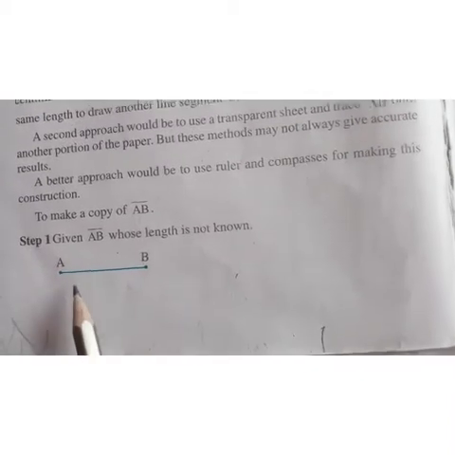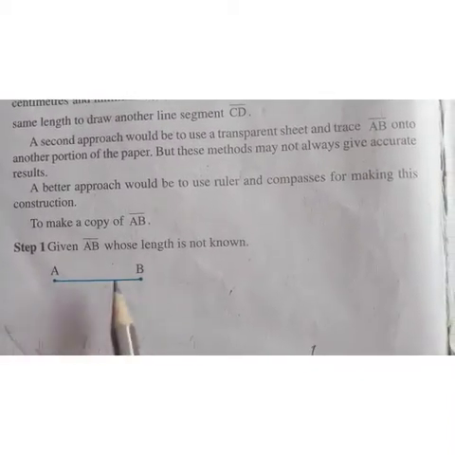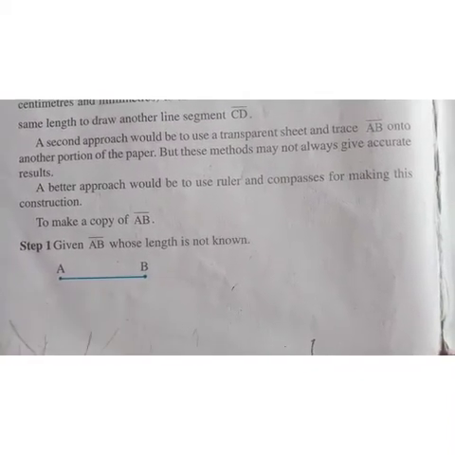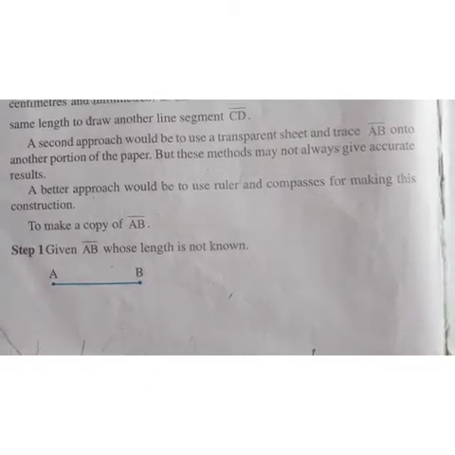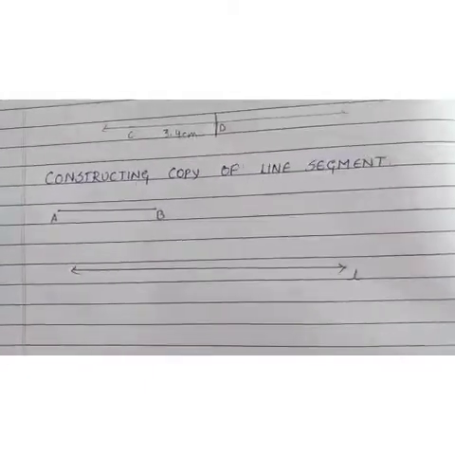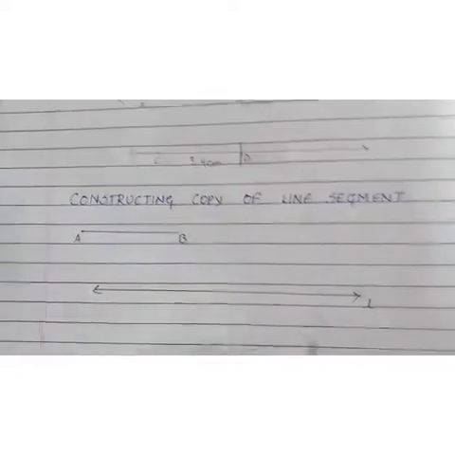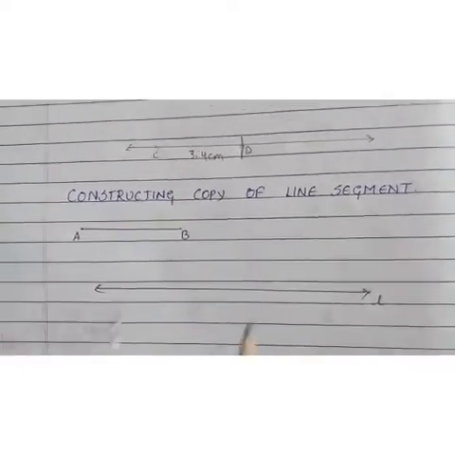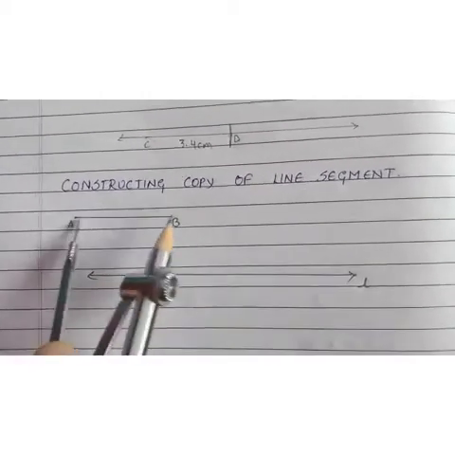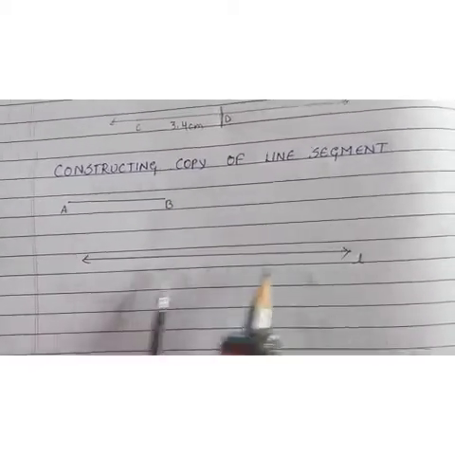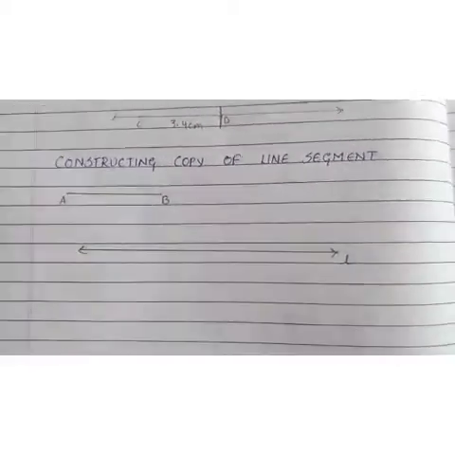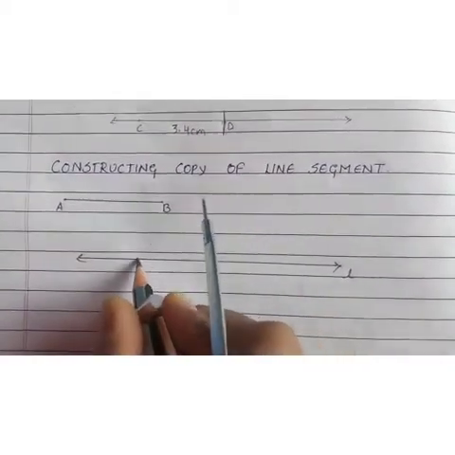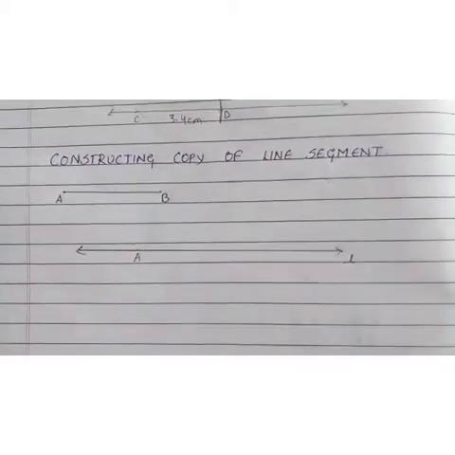So imagine that they have given a line segment AB and we want the copy of this one. So what we have to do? Children, here is how we have to follow the construction. First, take a line segment AB of any measurement. Now, if you want to find the copy of the same, what you have to do? Draw a line L and mark a point A on it.